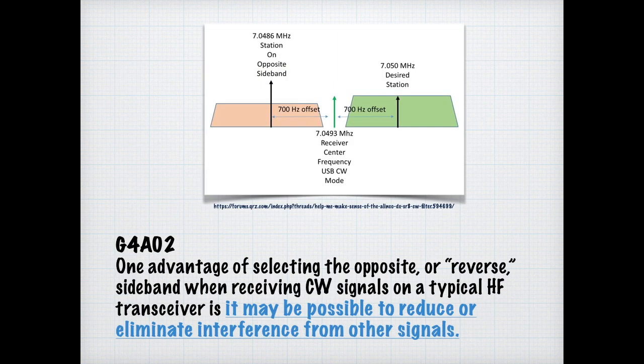When using CW, sometimes you can reverse or use the opposite sideband. For the exam, you need to know that one advantage of selecting the opposite or reverse sideband when receiving CW signals on an HF transceiver is it may be possible to reduce or eliminate interference from other signals.